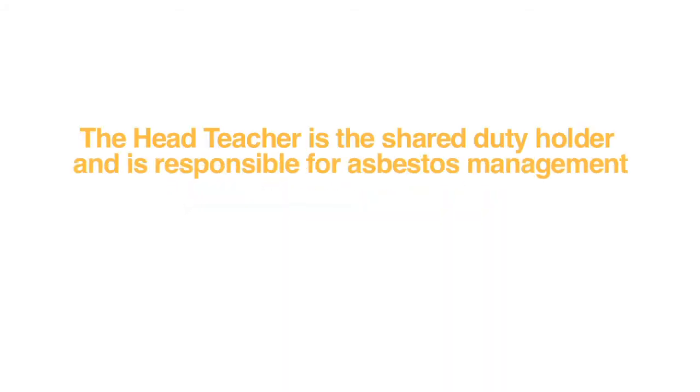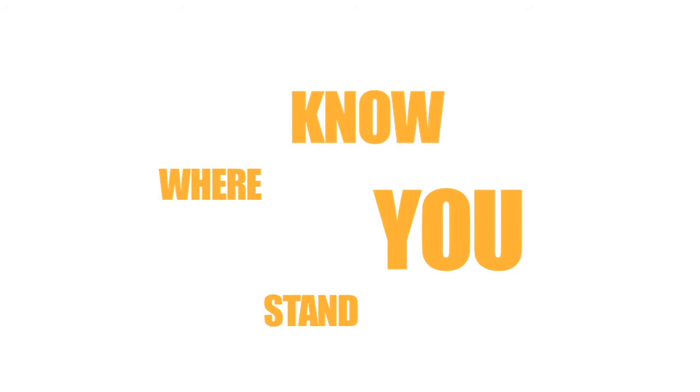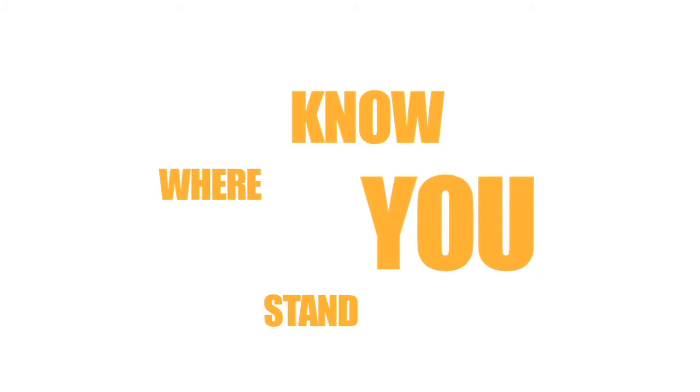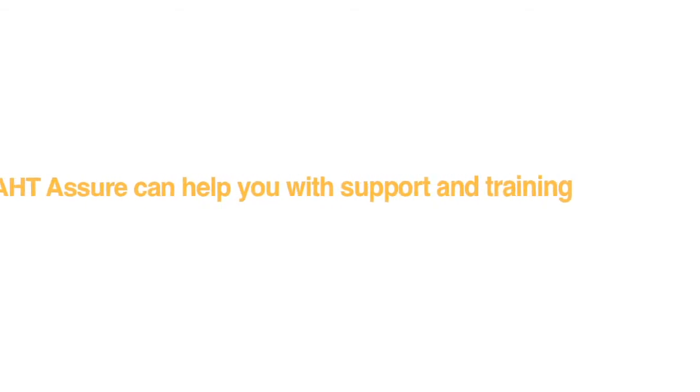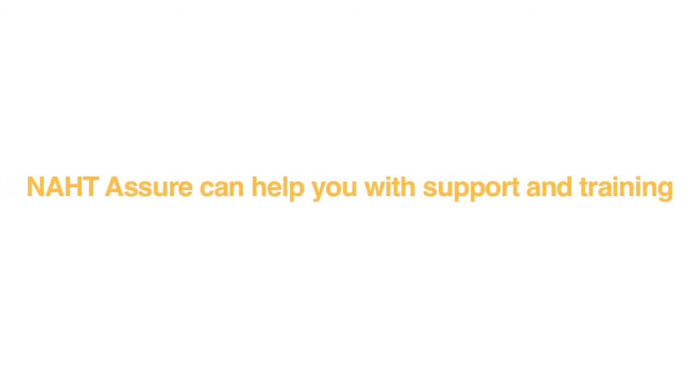What is the bottom line for you as a school or academy leader? Where budgets for building management have been delegated, then the head teacher becomes a shared duty holder and is responsible for following the asbestos management policies and procedures set out by their local authority. So, in a nutshell, if you don't follow these policies and procedures, then it could result in your prosecution should someone in your care get hurt as a result of asbestos disturbance. NAHT Assure is here to help you understand your responsibilities and help you fulfill your responsibilities.